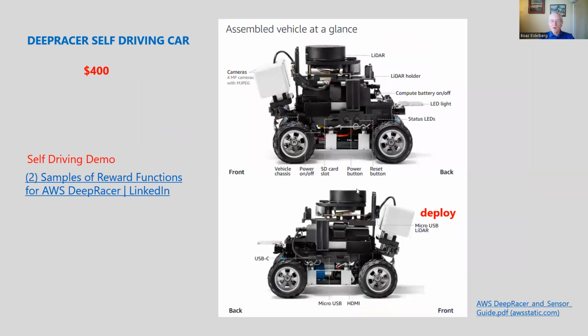Now, if we look at what Amazon is giving us, a tool to learn reinforcement learning with the DeepRacer. Here's the DeepRacer. We saw it earlier. Here's the complete autonomous vehicle. Then we can deploy it. Over here is a USB terminal, and we can deploy it from our PC right into this CPU the same way as we saw before.